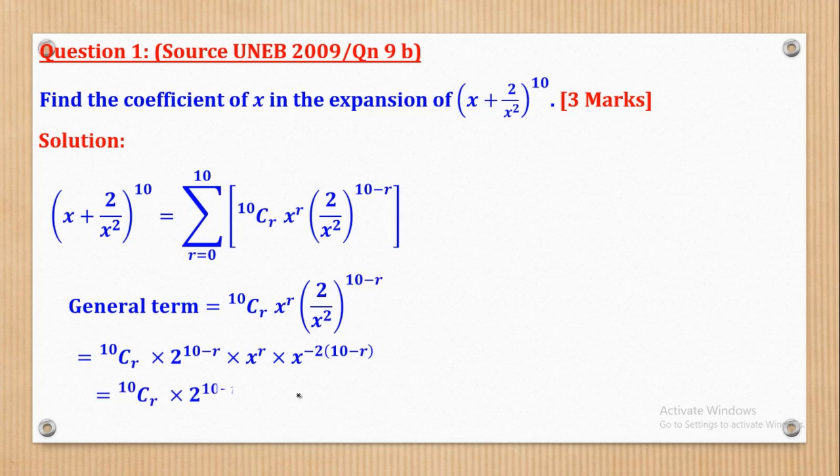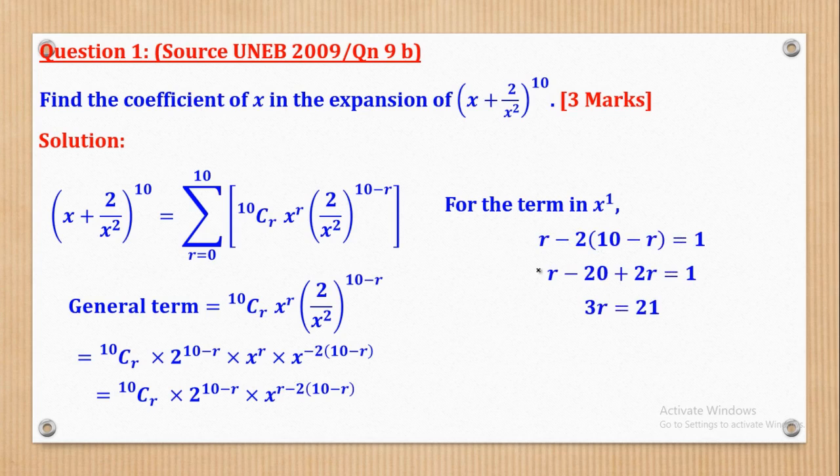Then same base, you add the powers. That is why you see here now x power r minus this, which is that. Now from there, you can get the coefficient of any term of x. So in this case, they want x power 1. X power 1 means that the whole of this must be equal to 1. So when you do that, you come here and say that this is equal to 1, then expand and make r the subject. So r will be equal to 7.